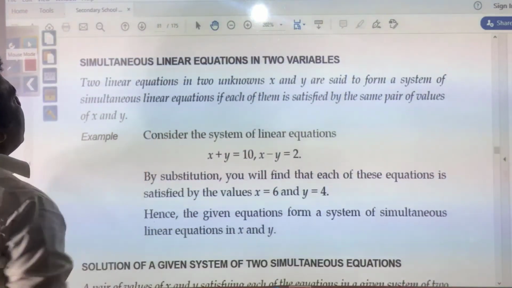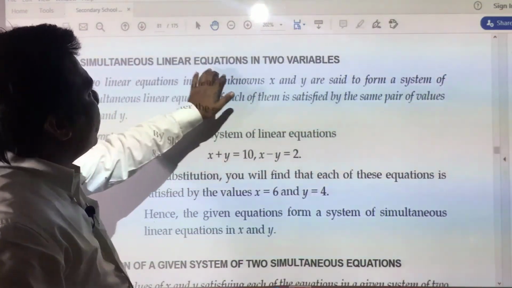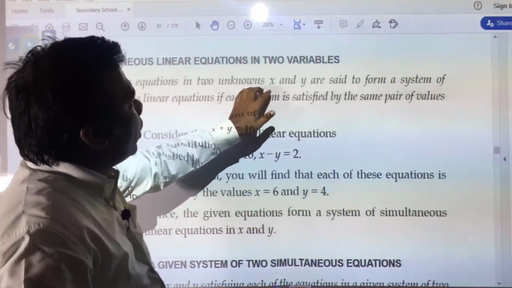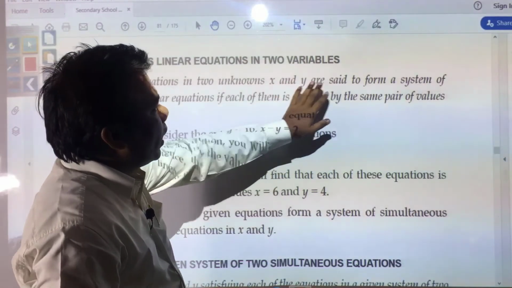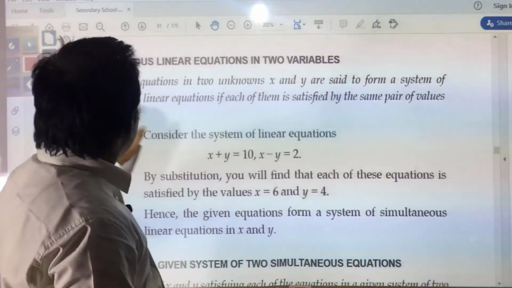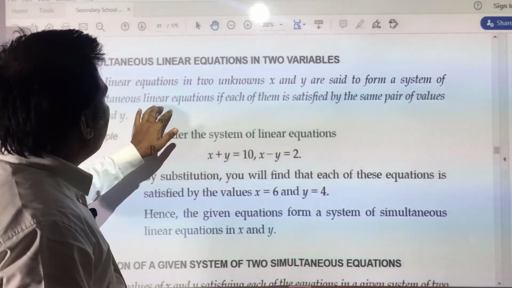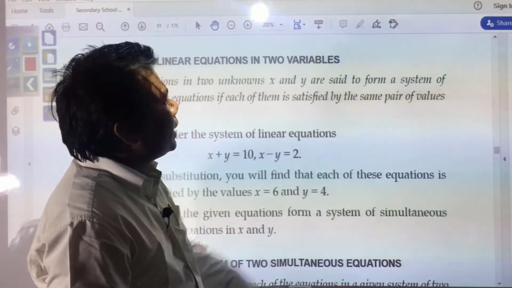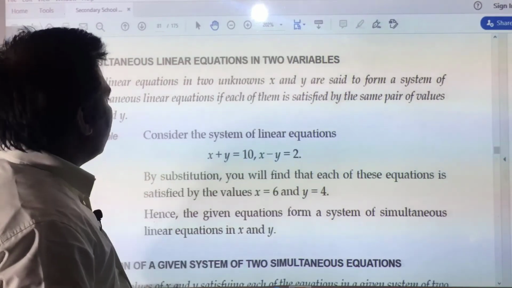Next, simultaneous linear equations in two variables. Two linear equations in two unknowns x and y are said to form a system of simultaneous linear equations if each of them is satisfied by the same pair of values of x and y.